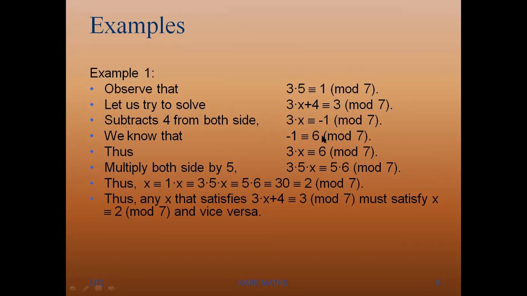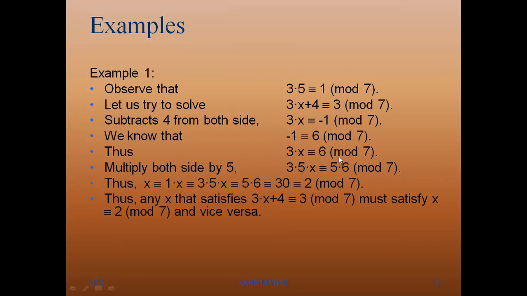For this you can use the concept of a equals qn plus r. We have seen the example in the previous slides, in the beginning itself. So, minus 1 is congruent to 6 mod 7 means what happens here? 3x is congruent to, in the place of minus 1, what do you have? 6 mod 7. Therefore, 3x is congruent to 6 mod 7.